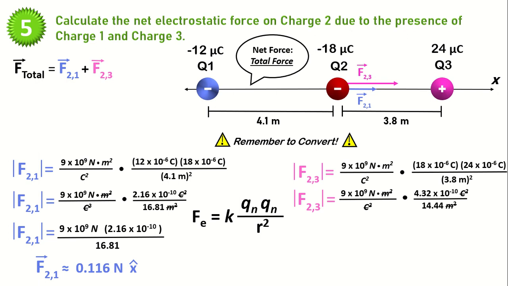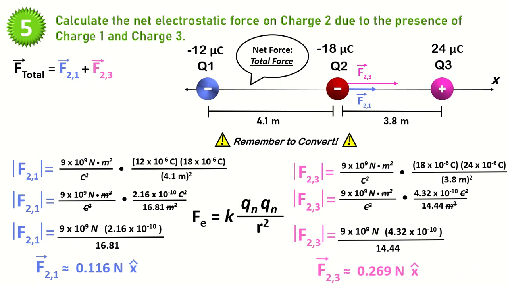Simplifying this a little bit, 18 times 10 to the minus 6 coulombs times 24 times 10 to the minus 6 coulombs yields 4.32 times 10 to the minus 10 coulombs squared, and 3.8 meters squared yields 14.44 meters squared. Once again, meters squared and coulombs squared cancel out, as they're both in the numerator and denominator of this problem. So now we're just left with the newton, or N, which is the unit we want, since electrostatic force is what is measured in this case. So the magnitude of the force on charge 2 due to the presence of charge 3 simplifies to 9 times 10 to the 9 newtons times 4.32 times 10 to the minus 10, all divided by 14.44, and plugging this into our scientific calculator should yield a value of 0.269 newtons as a magnitude.